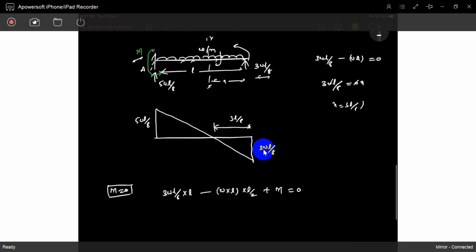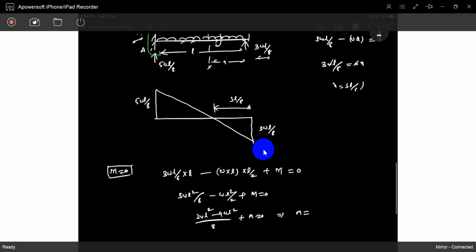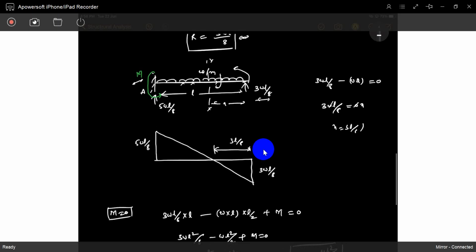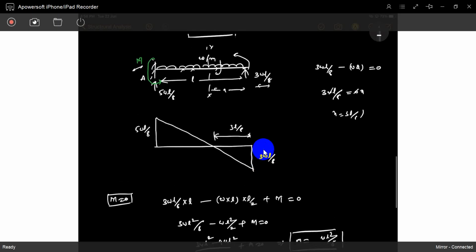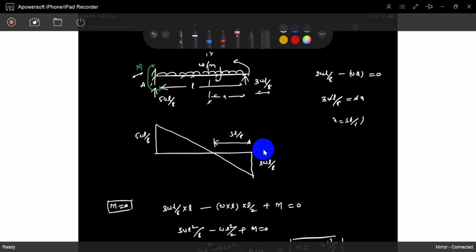Okay, just feel it. So what is M? 3WL square by 8 minus WL square by 2 plus M equal to 0. So what is M? 3WL by 8, minus 4 WL by 8, plus M equal to 0. What is M? 3 minus 4, so 1 WL square by 8. Okay. So it gets the same sign. So we feel that the same sign has happened. If you get a negative value, it means our assumed sign is opposite. So okay, that's it. This is the same sign we get. This value is WL square by 8.